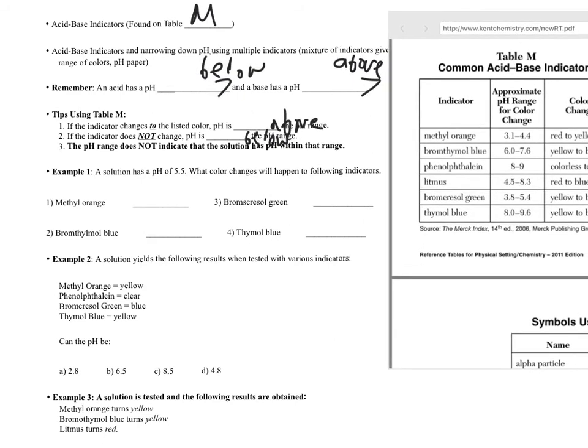Okay, so it says example 1 right over here. A solution has a pH of 5.5. What color changes will happen to the following indicators? So it gives us a couple of indicators, and it says we've got a solution that has a pH of 5.5. We need to figure out what color these indicators will turn when we put them into a solution with a 5.5 pH. So the first one we have is kind of the first one on the list.